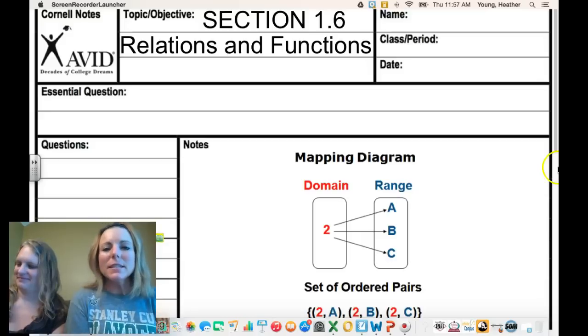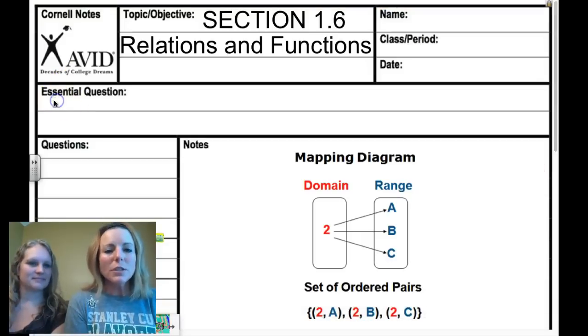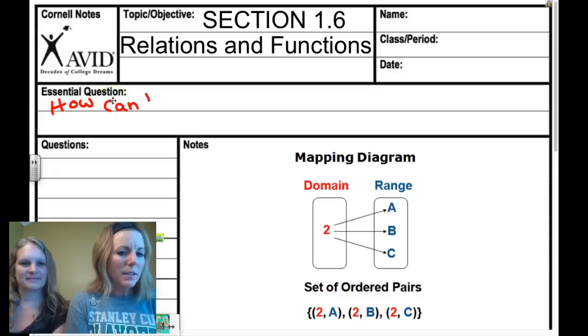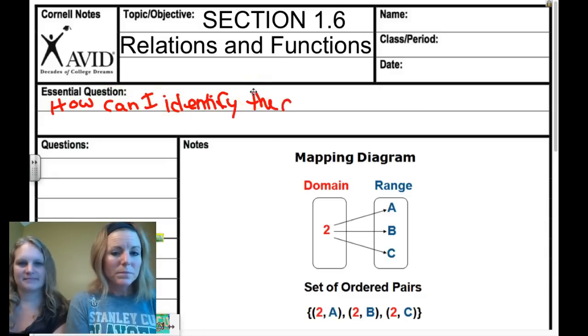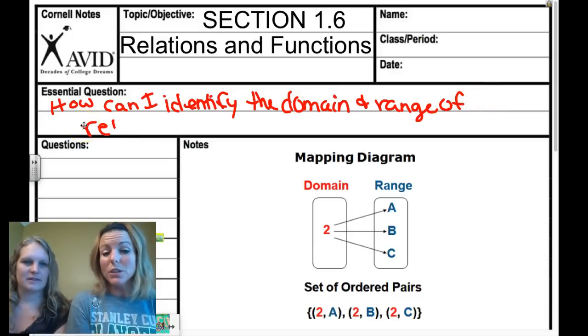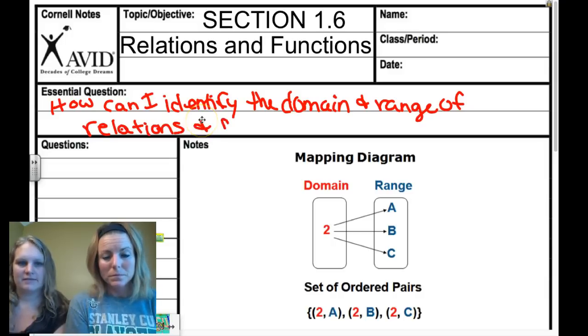Today's lesson is section 1.6, Relations and Functions. Essential question: how can I identify the domain and range of relations and functions? So we're going to talk about both. Relations and functions.